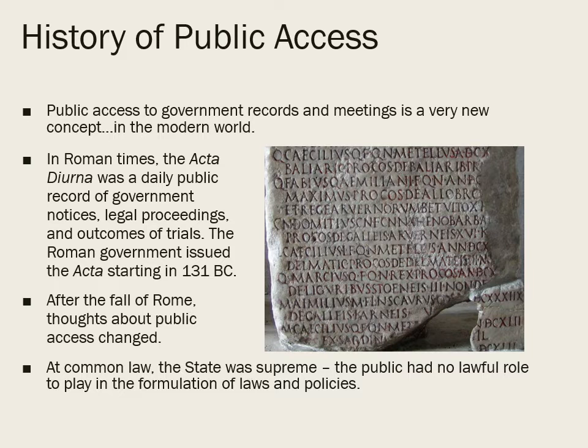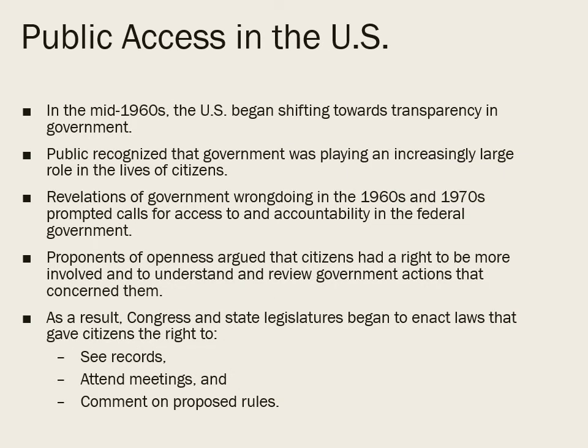So after the fall of Rome, thoughts about public access changed. In the U.S., we really didn't have public access until the mid-1960s. So prior to that, at common law, it's the state that is supreme, the state is a sovereign, and the public doesn't really have any ability to question the state. But when the United States was formed, we wanted the public to have a lot more control over the government, because we are a government by the people and for the people. And in the mid-1960s, we really started shifting towards transparency in federal government.